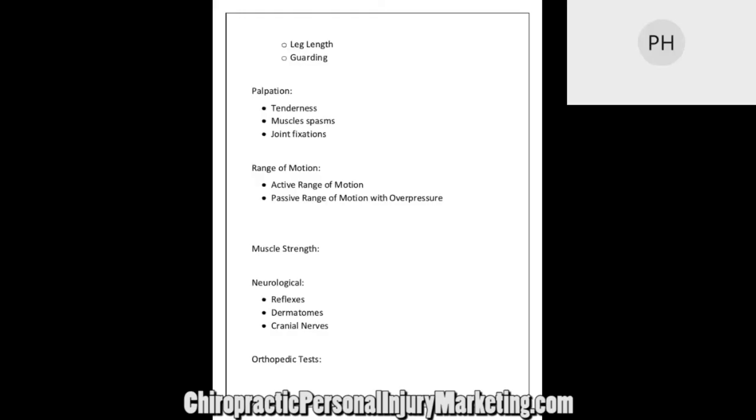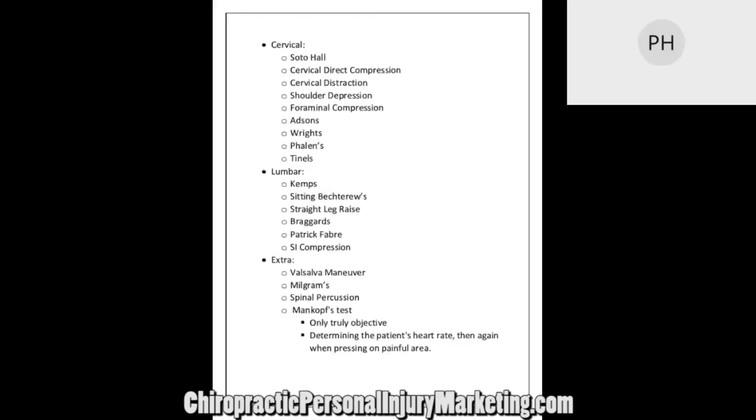And then you have the orthopedic tests. These are the most common orthopedic tests for the low-impact soft tissue spinal injury: Soto Hall, cervical direct compression, cervical distraction, shoulder depression, foraminal compression, Adson's, Wright's, Phalen's, Tinel's. And again, when I go through this, I cover in great detail not only how to do it, but how to quantify it. The lumbar exam is Kemp's, sitting Vectorus, straight leg raise, Bragard's, Patrick-FABER, SI compression. The extra tests we do are the Valsalva maneuver, Milgram's, spinal percussion, and Mankoff's test.